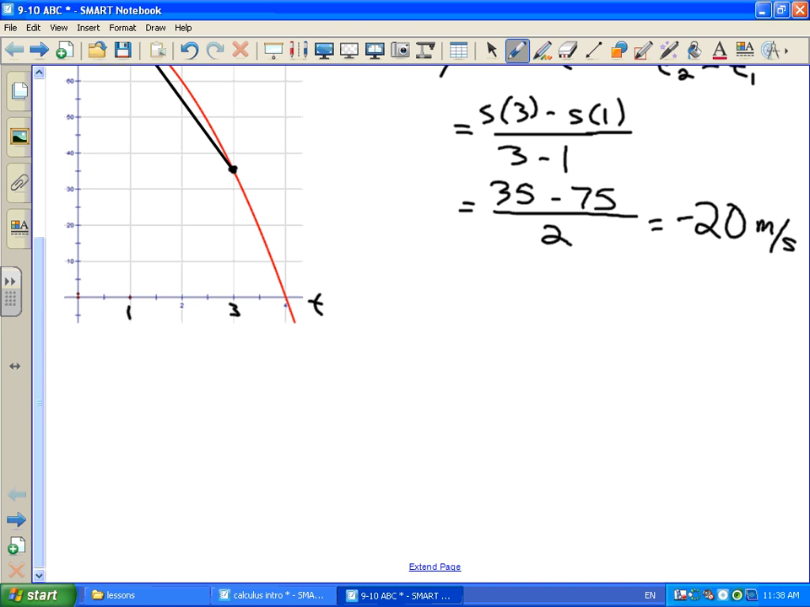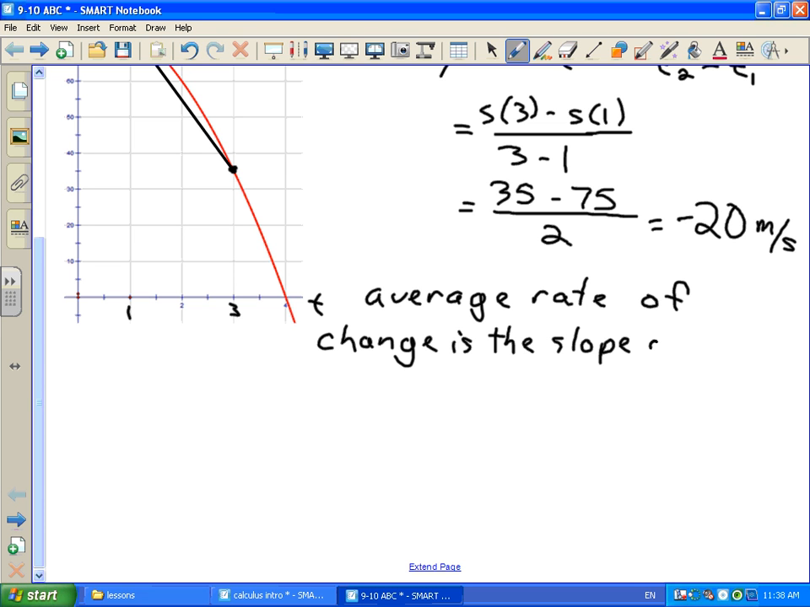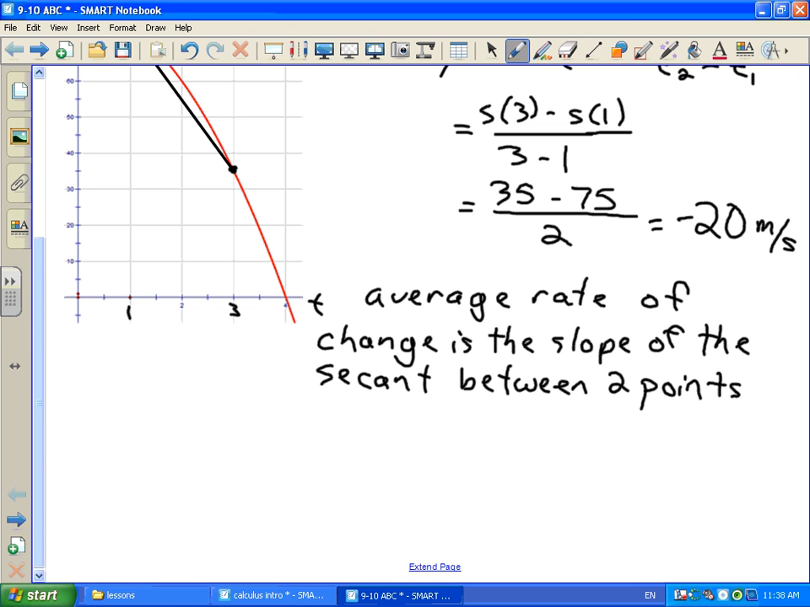So this is the first conclusion from this, that the average rate of change is the slope of the secant between 2 points. Fair enough. So that's our average rate of change.